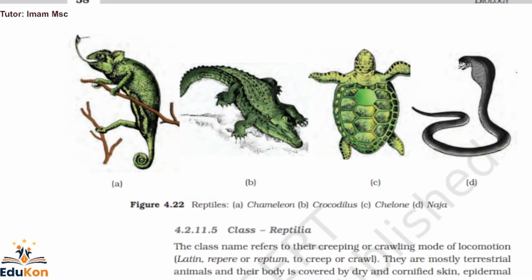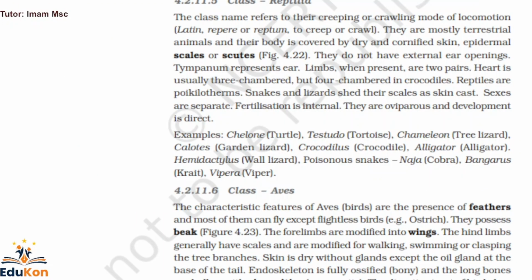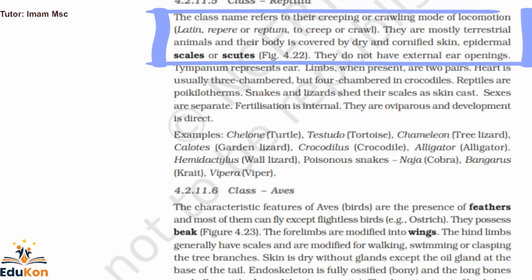Coming to reptiles, we have chameleon, crocodile, Chelone and Naja, that is snake. This class name refers to a creeping or crawling mode of locomotion. They are mostly terrestrial animals and their body is covered by dry and cornified skin, epidermal scales or scutes. So epidermal scales and scutes are seen in class Reptilia, reptilian animals. They do not have external ear openings.